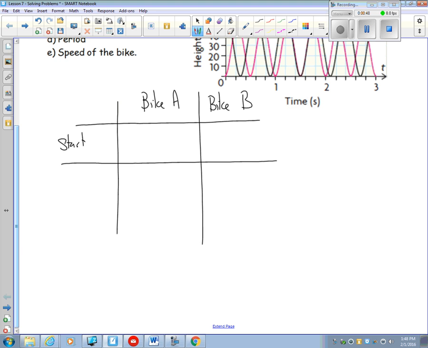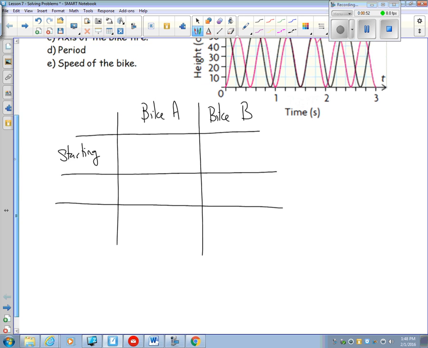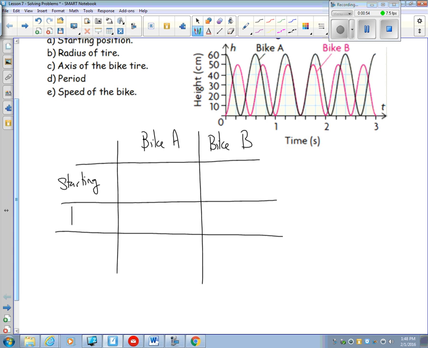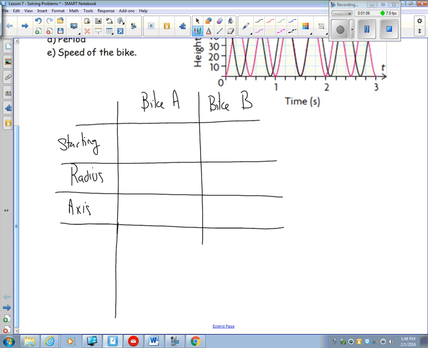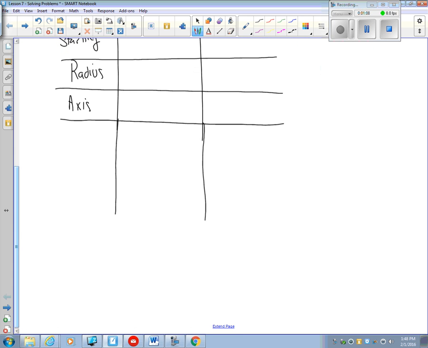Starting. Okay, the next thing they want us to compare is the radius. The tire is the same size. Then they want us to compare the axis, or axle, if you will. Okay, and then the period, and then the speed finally. Let's make this table a little bigger here. Okay, period and speed. And that would be a new one for us. We haven't done anything with speed yet.